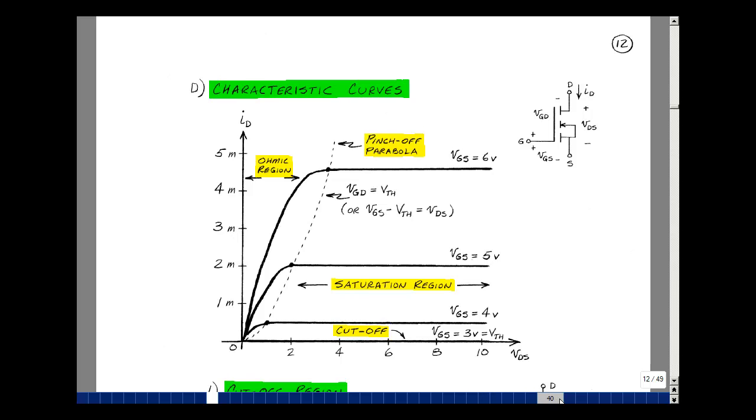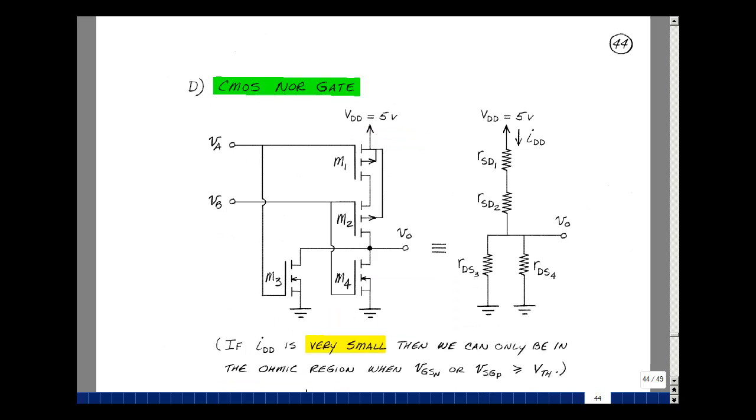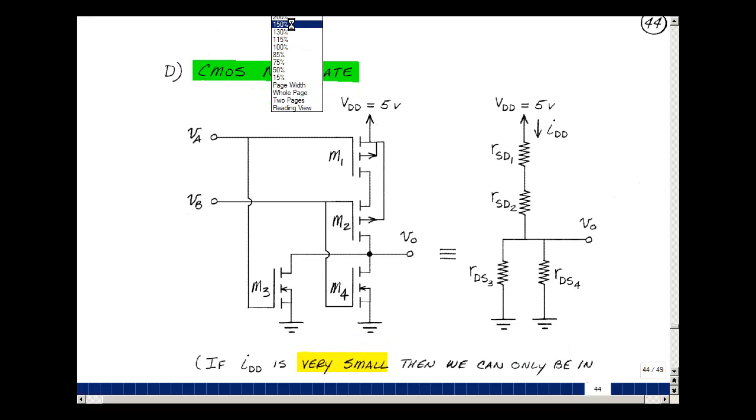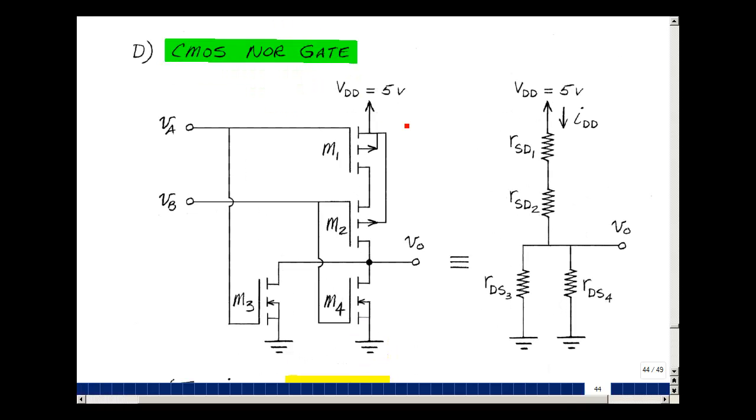So back to page 44. Let me blow this up, make it a little bit easier to look at. With a 5-volt power supply, our inputs are either 0 volts or 5 volts. The first case below here is the case of 0 volts and 0 volts. Let's assume that the threshold voltage is 1 volt, just to make the algebra a little bit easier.